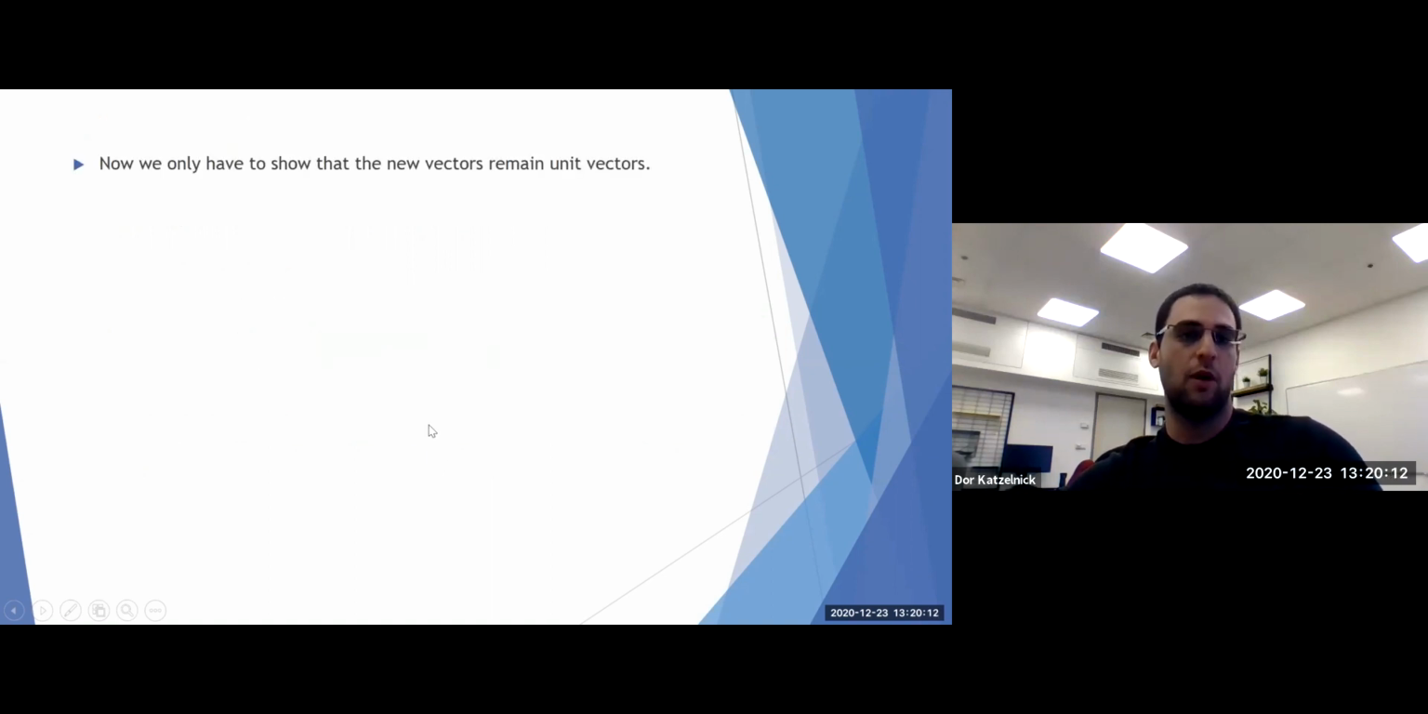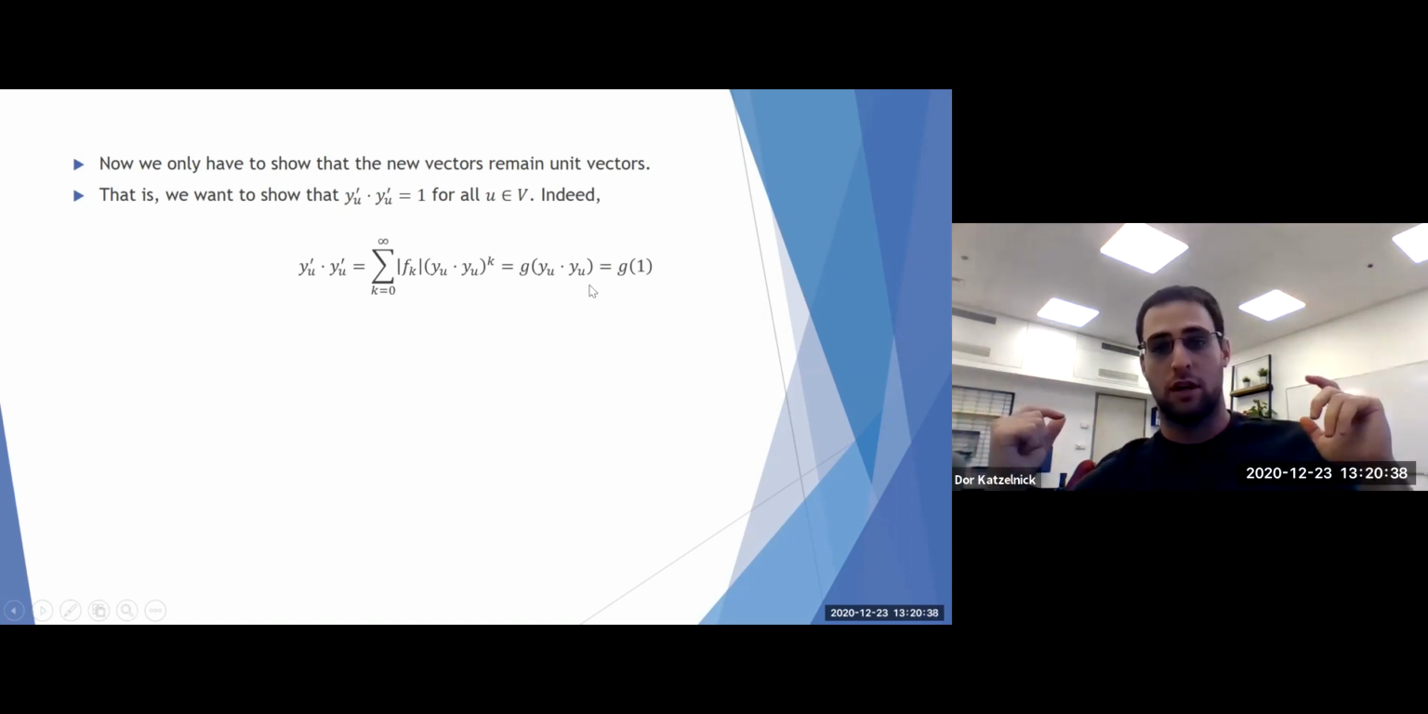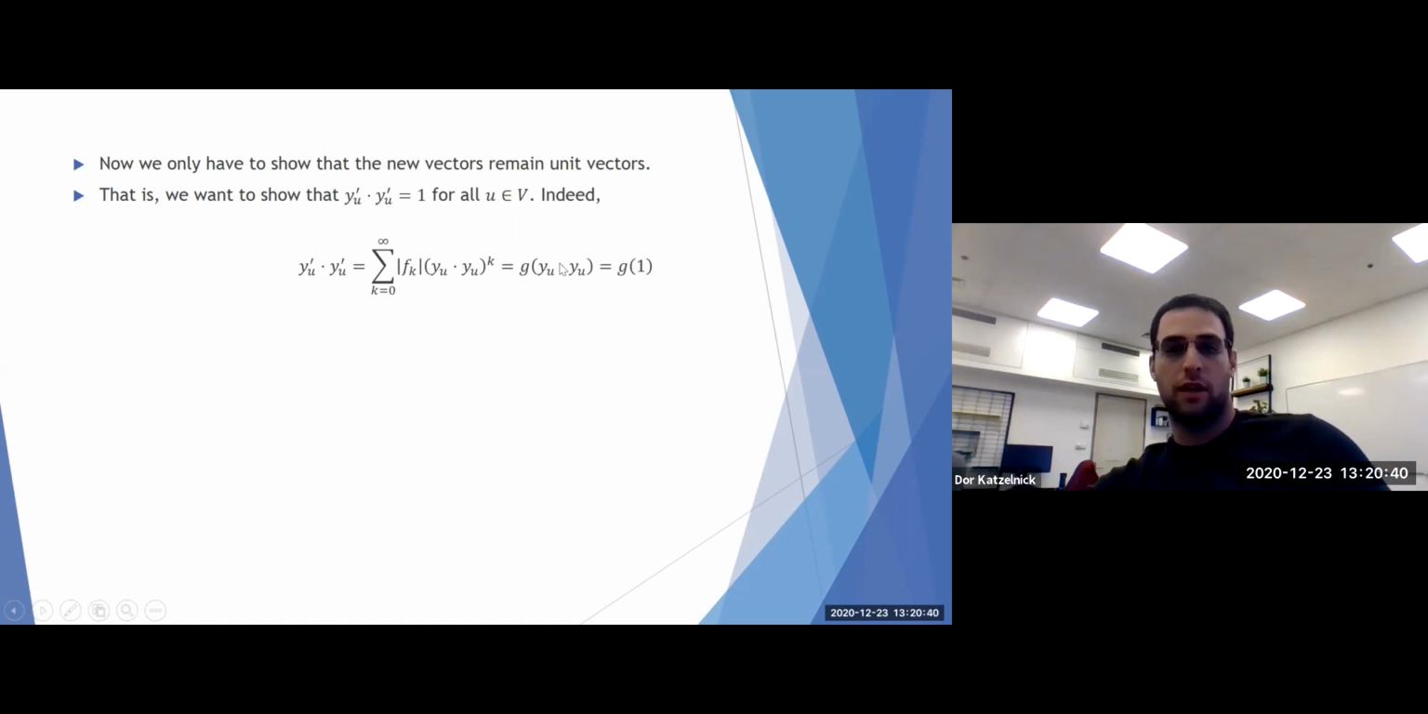So now we only have to show that the new vectors are still unit vectors, right? Because this is what we assume in the algorithm. And so we just want to show that this vector yu prime is a unit vector. So let's see. Indeed, this inner product of yu with itself will be equal to this sum. And this is exactly G evaluated at yu.yu. But we know that the original set of vectors are unit vectors. So yu is a unit vector, and this will be equal exactly to G of 1.